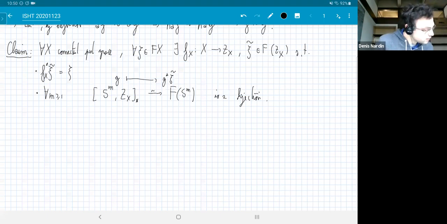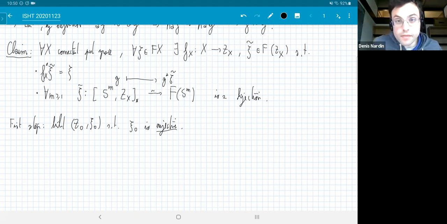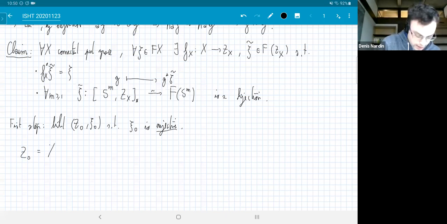Well, first step, build Z0. So I call this map, by the way, Xi tilde, Xi0, such that Xi0 is surjective, so to speak. And there is an obvious way of doing it. This is a very lossy kind of proof. I'm going to build huge spaces to ensure that it will have the right homotopy type. So we need an X to make sure that we have a lift of our Xi.